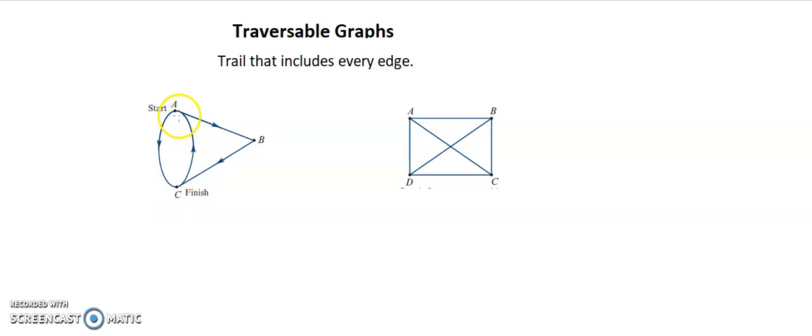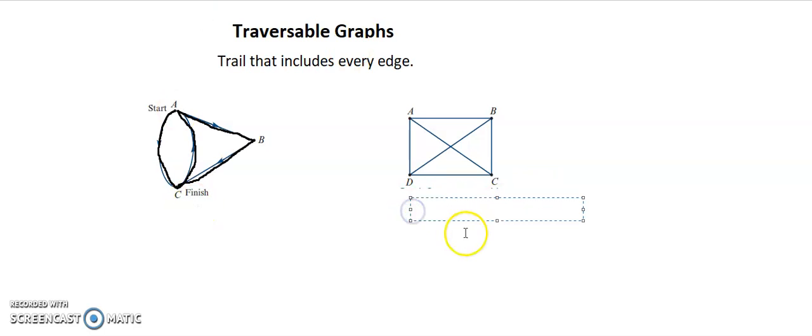So for example, let's look at our first one. We can go from A all the way to C. We can then go from C all the way to A, back up to B, and B going to C. And we haven't gone over the same edge. So we haven't repeated any edges. So this is a traversable graph.